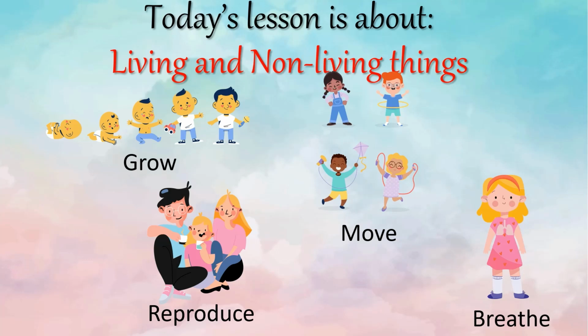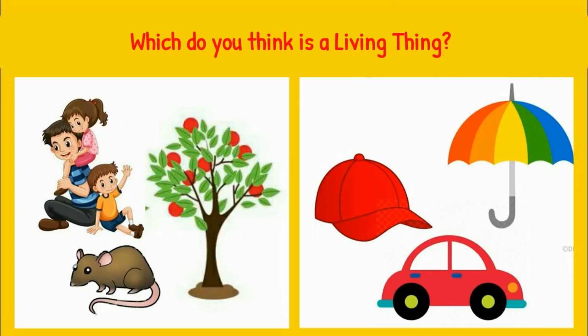So first of all, you should know that living things can grow, they can reproduce, they can move, and they can breathe. While non-living things cannot grow, they cannot reproduce, they cannot move, and they certainly cannot breathe. Now, which do you think is a living thing after we discuss the properties of living and non-living things? So which ones do you think is a living thing?